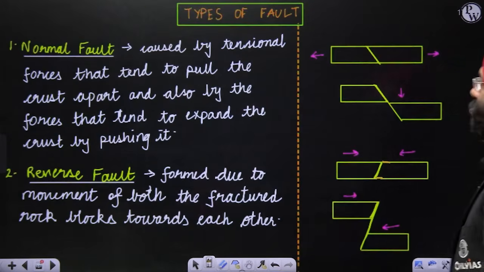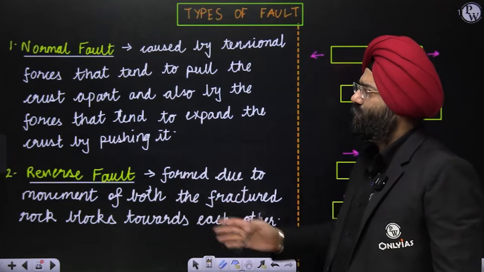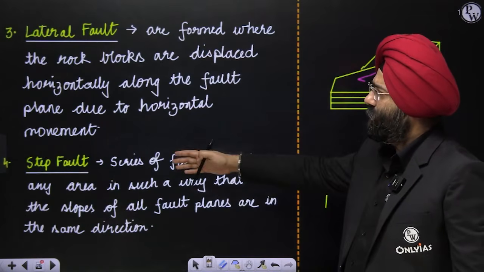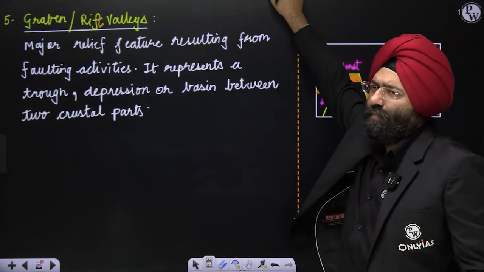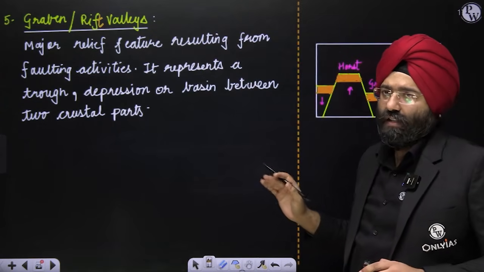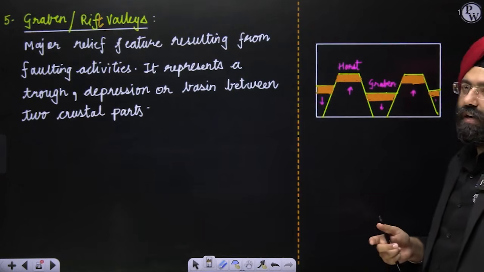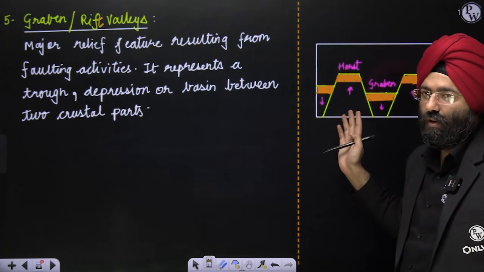Okay, let's move ahead. Let us see the types of faults. There are various types of fault: normal fault, reverse fault, lateral fault, step fault. Graben or rift valley are sometimes considered as an outcome, but some books put it as a type, so that is why I mentioned it here. That is why you will see a lot of rift valleys that are present, like the Narmada Rift Valley and all. They are basically formed because of these phenomena only, right?